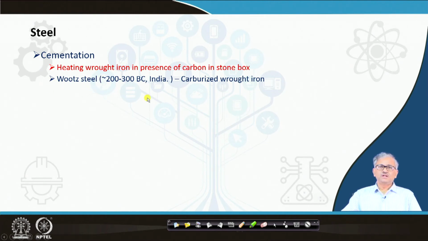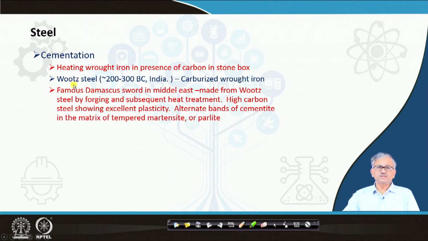Wootz steel is basically a carbonized wrought iron only, and the details of the processing are possibly not known, but the major thing is that they took the wrought iron, first produced wrought iron and then carbonized it. But the steel had a very good quality, and the famous Damascus sword, made in the Middle East, was made from wootz steel, because wootz steel was the only very high quality steel at this time, and it was exported to different areas, including the Middle East, where they produced the Damascus steel with this.